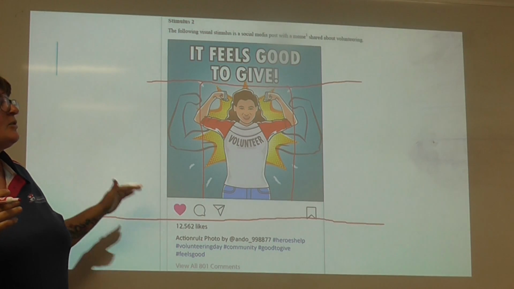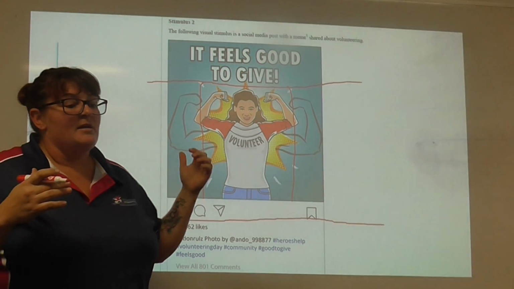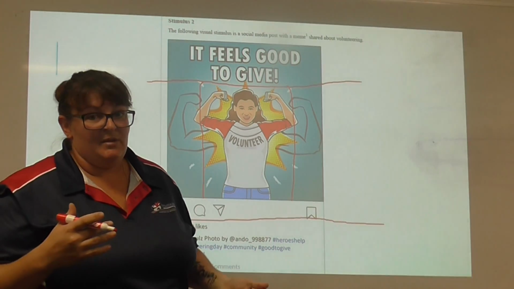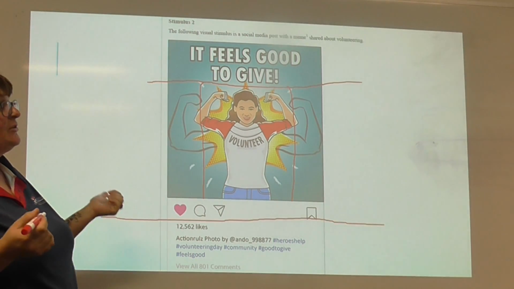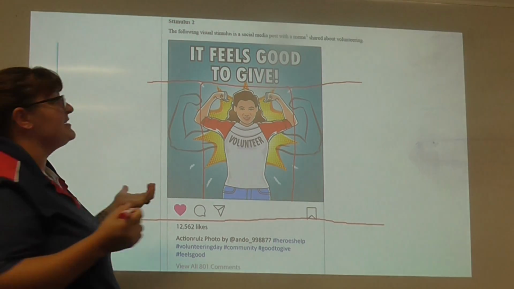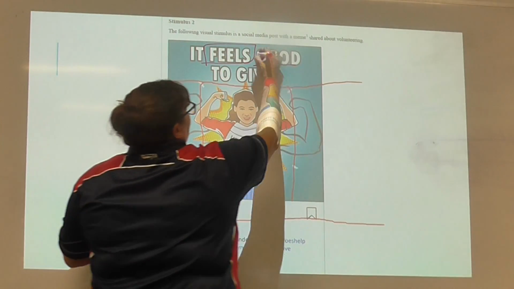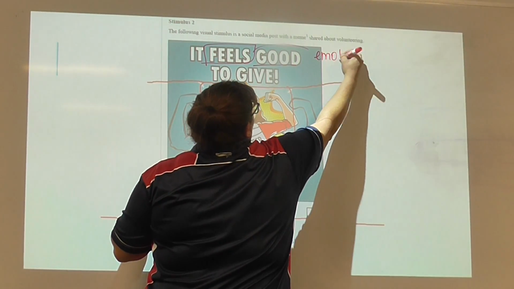So the idea and the question that it's asking you is to identify, I guess, how volunteering is being represented in the image. So let's firstly have a look at it. So the text to start with, it feels good to give. So it's giving you that indication that it's good to give, okay? So the feeling of good, okay, we're using emotive language.